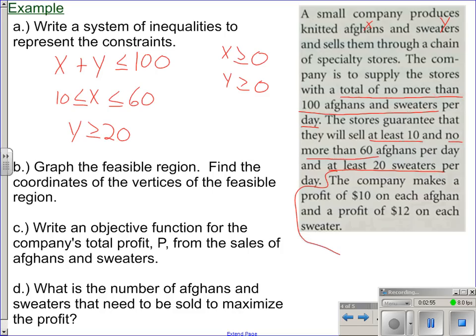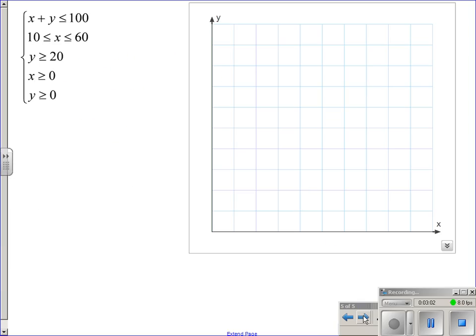All right, so part B says to graph the feasible region. Find the coordinates of the vertices of the feasible region. So let's go to the next page. Here's that system all nicely typed out, looking good. I'm going to make each of these tick marks go by tens. So way out here is 100. Same thing on the y-axis. So that first equation, it's basically in standard form, so I'm going to go with the intercepts. It's going to cross the x-axis at 100, the y-axis at 100. It is an or equal to, so solid line.